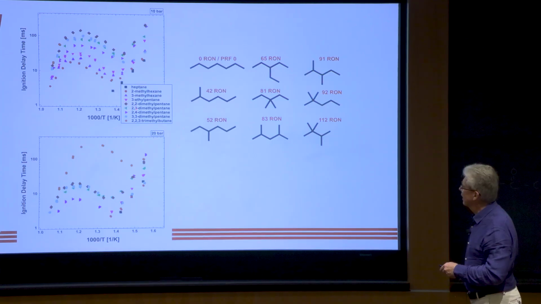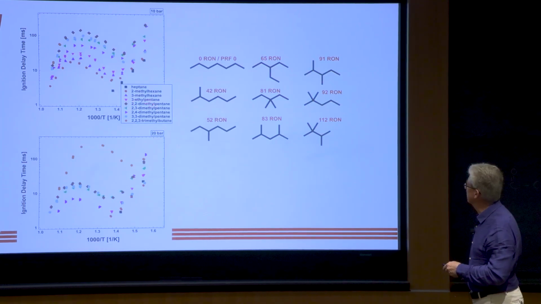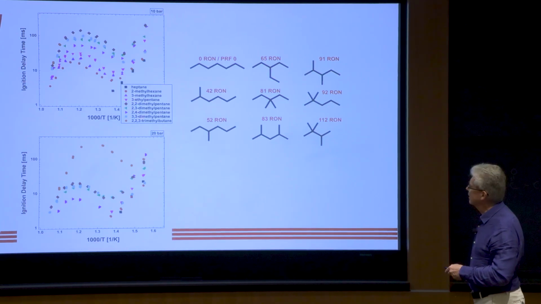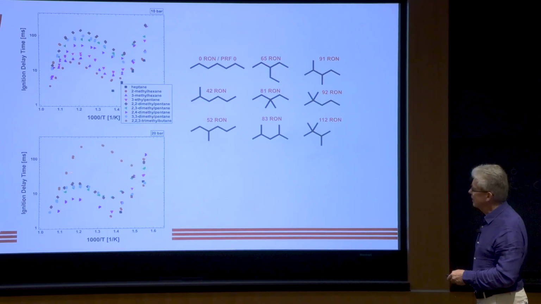What's the magenta? It is 3-ethylpentane. Where's 3-ethylpentane? It's here. It is 65. Okay, and then the least reactive is which one? 2,2-dimethylpentane, is it? It's 2,2,3-trimethylbutane that is the least reactive. And you can see here, we have to go to 20 bar, and you can see that it's so much less reactive than the others, okay? And it's, again, in keeping with the octane number, that's 112, okay?